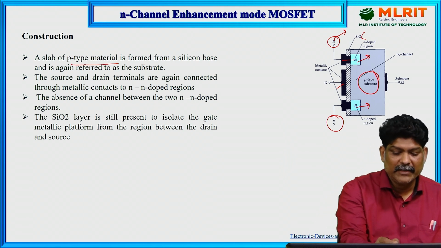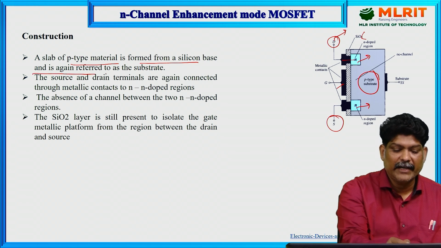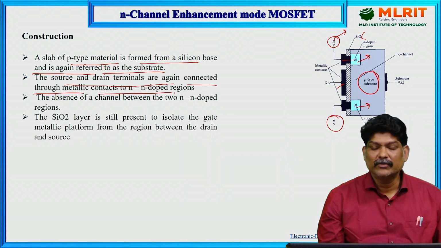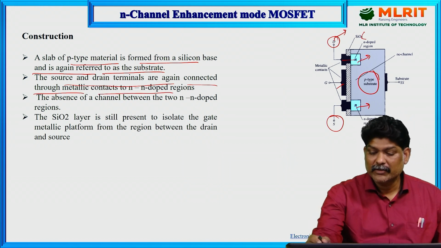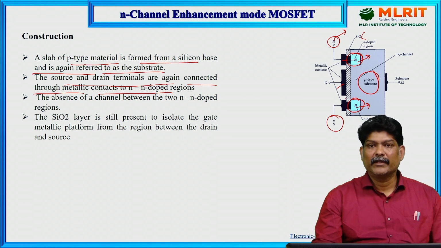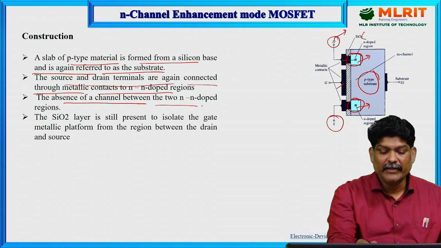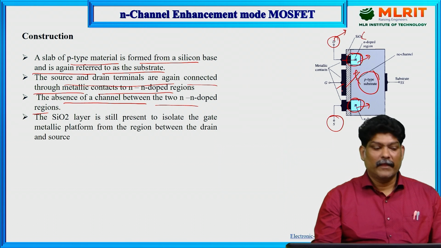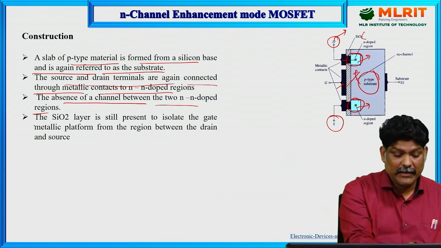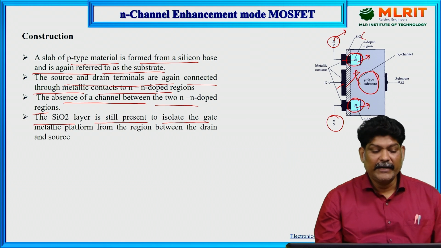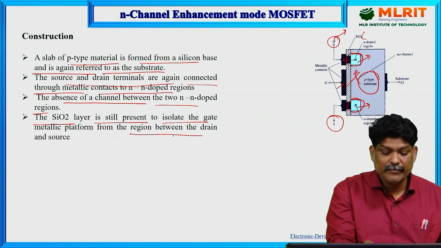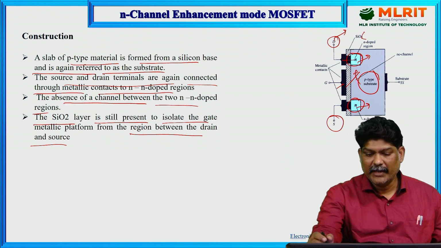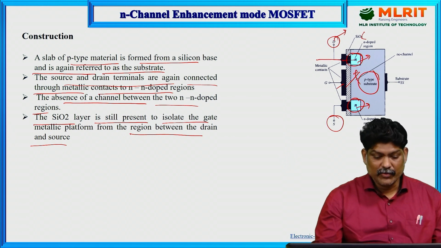A slab of P-type material is formed from a silicon base and is again referred to as the substrate. The source and drain terminals are connected through metallic contacts to N-doped regions. So on the 2 sides we have N-type, N-doped regions. We can observe the absence of a channel between the 2 N-doped regions. So there is no channel. The SiO2 layer is still present to isolate the gate metallic platform from the region between the drain and source.